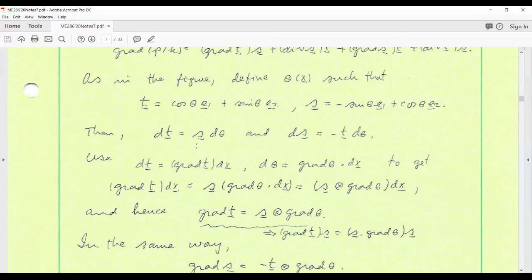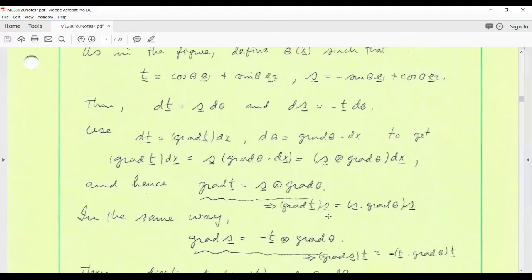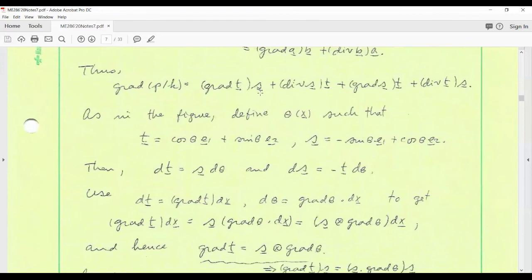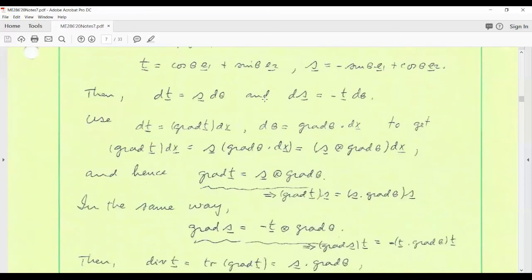So we get dt is s d theta, that's grad theta dot dx, and I can extract here a tensor product, s tensor product, the vector grad theta, all operating on dx. Compare both sides and I get grad t as s tensor product grad theta. One thing that I need from this is grad t operating on s. Now I have grad t, I can operate on s. When I do that, I pick up a dot product s dot grad theta with an s left over.